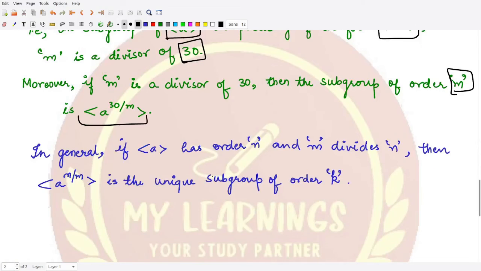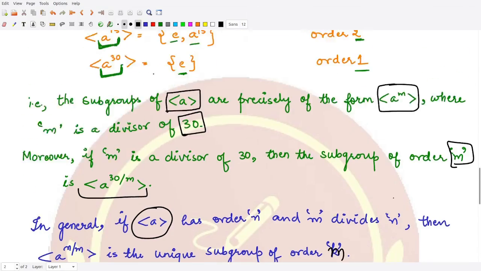Okay. So lastly, we could make this statement that if we have a cyclic group, suppose it is generated by A and having order n, and say m divides this n, then the subgroup a raised to power n by m would be the unique subgroup of order m, right? So I hope you understood this result.